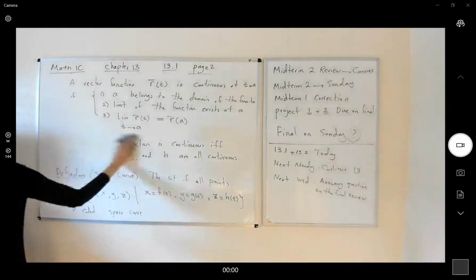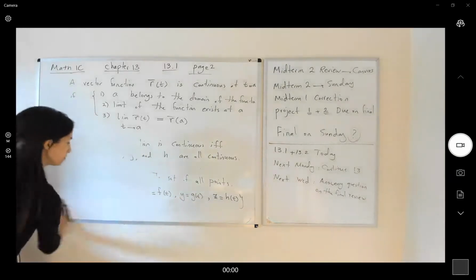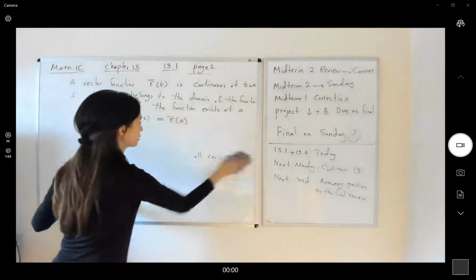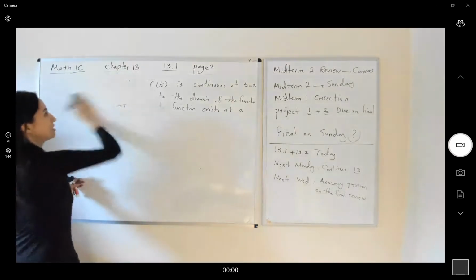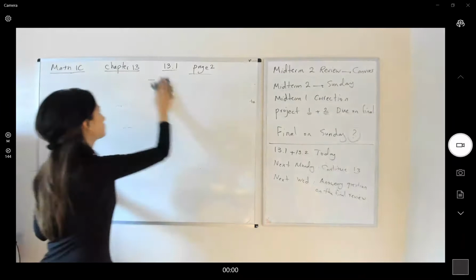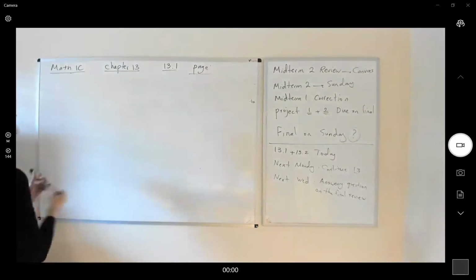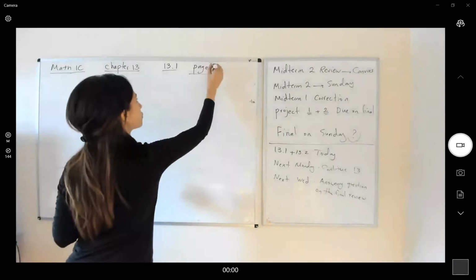Let's go over one example. Talk about space curve. Parametric equations for space curve or your vector function. So we are on page 3 now. Example.